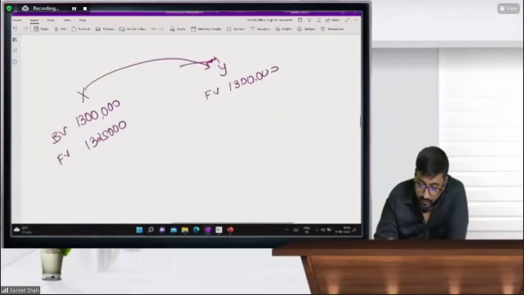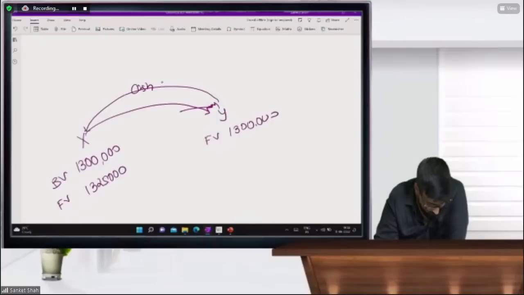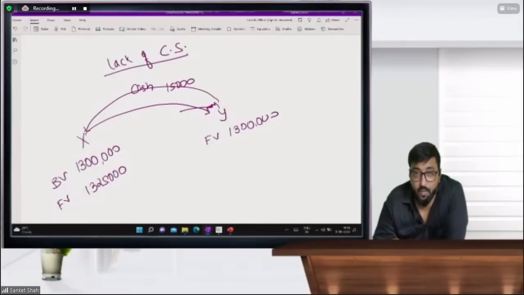They are giving cash also. Cash of rupees 15,000. So this is a diagram. Lack of commercial substance. You can write the full form. Lack of commercial substance. You can draw this diagram on the question itself.